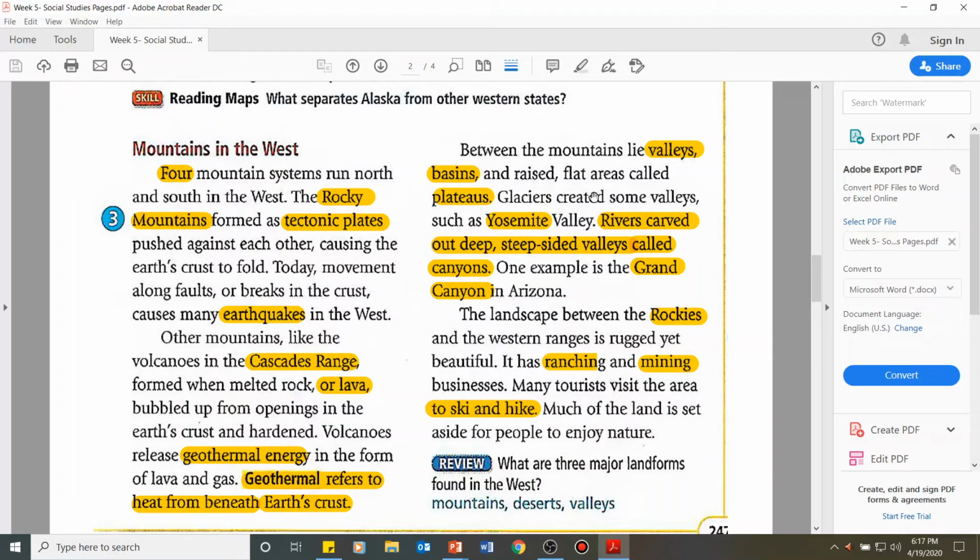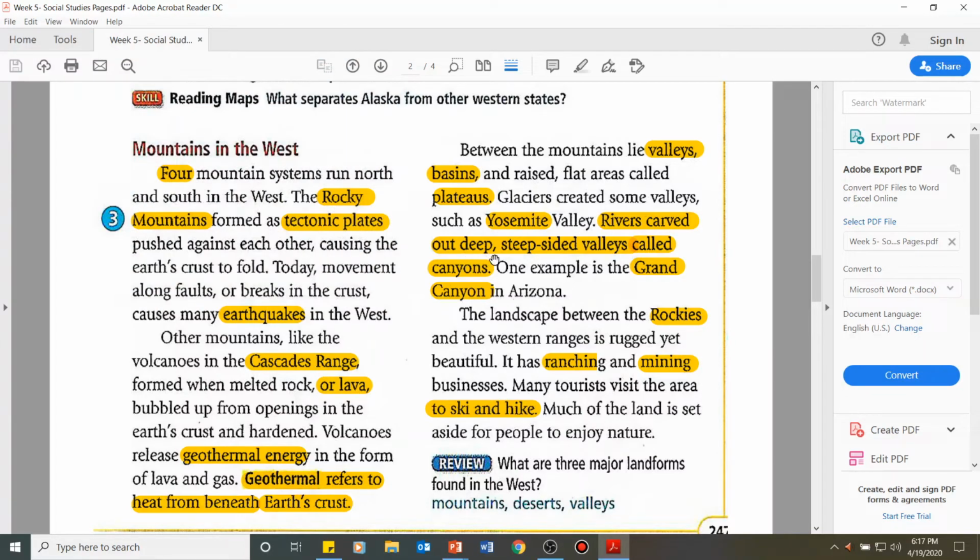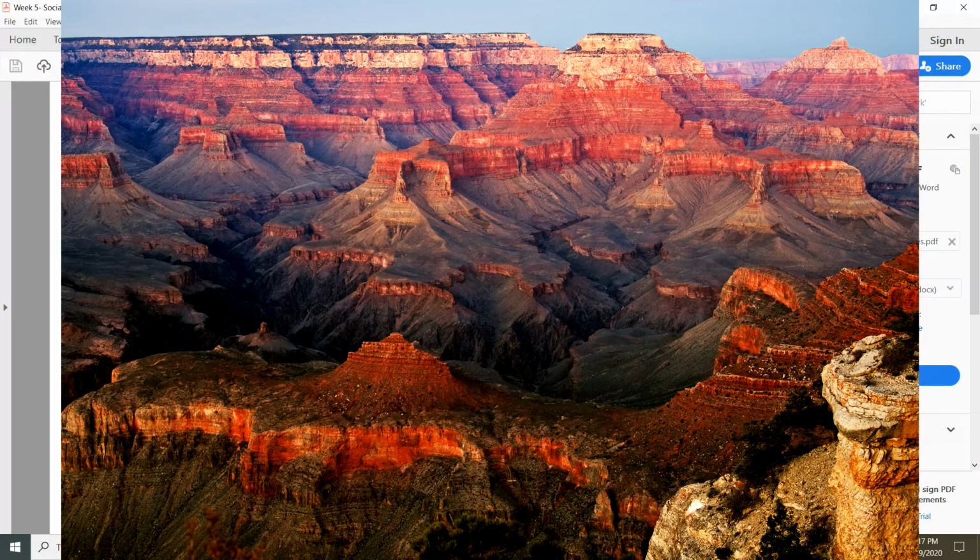Alright, let's continue reading. Between the mountains lie valleys, basins, and raised flat areas called plateaus. We discussed before what plateaus are. So they are raised flat areas. So they are flat at the top. Glaciers created some valleys, such as the Yosemite Valley. Rivers carve out deep, steep-sided valleys called canyons. One example is the Grand Canyon in Arizona. So I'm going to show you a picture right now of the Grand Canyon over here.